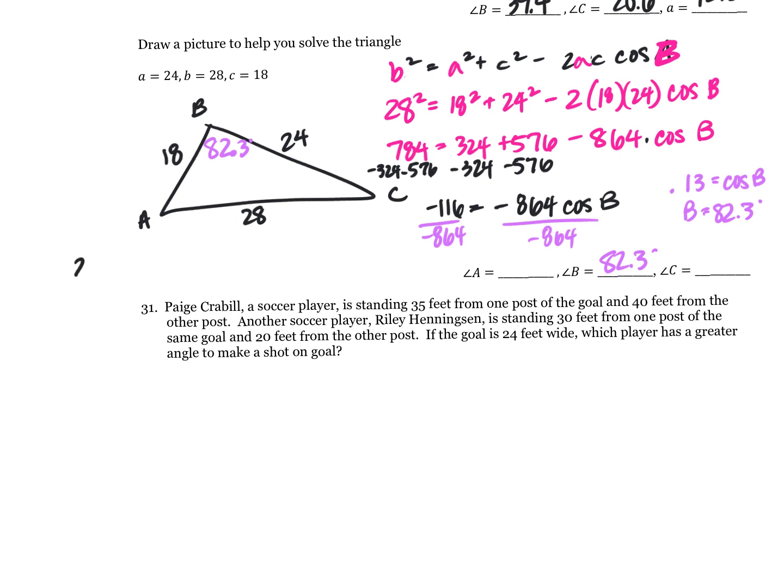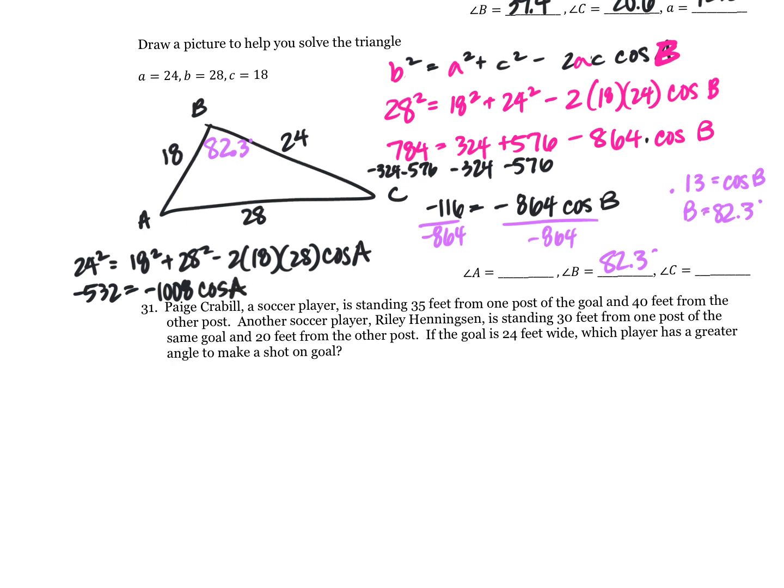If I'm looking for A, I'm going to do 24 squared is 18 squared plus 28 squared minus 2 times 18 times 28 cosine of A. And then, just like Cooper was saying, I'm not going to write it all out. I'm going to just do it in my calculator. 24 squared. I'm going to subtract that 18 squared. I'm going to subtract that 28 squared. And I'm going to get negative 532 equals negative 1008 cosine of A.